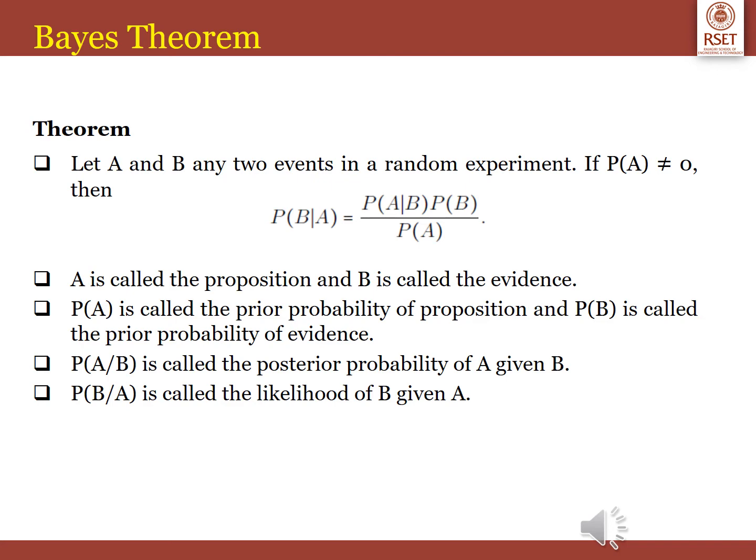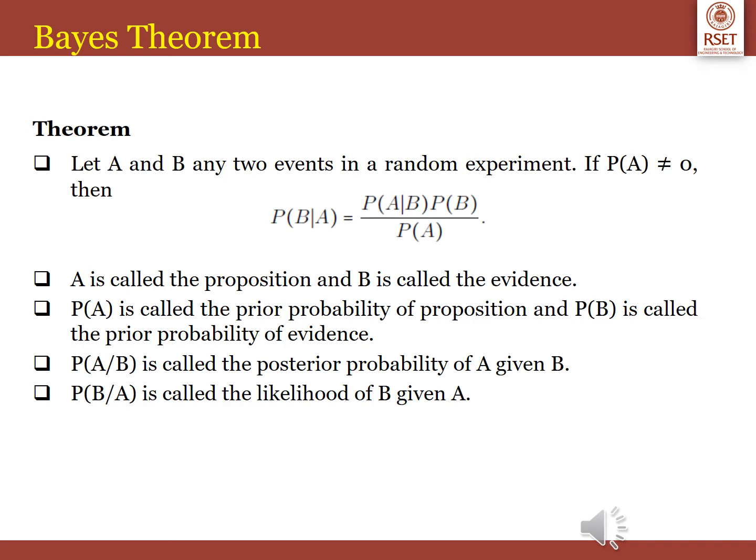Before going to Bayes theorem, we will explain what is conditional probability. The probability of occurrence of an event A, given that an event B has already occurred, is called the conditional probability of A given B, and it is denoted by P of A slash B. So the slash indicates A given B, and it is calculated as P of A intersection B divided by P of B, if P of B is not equal to 0. So that is the definition for conditional probability.